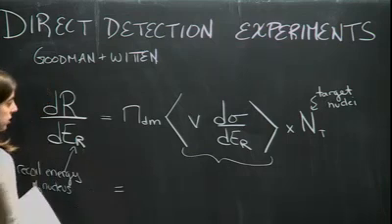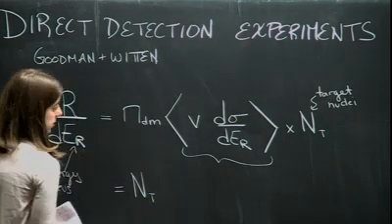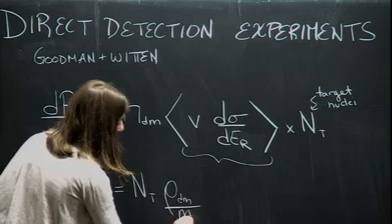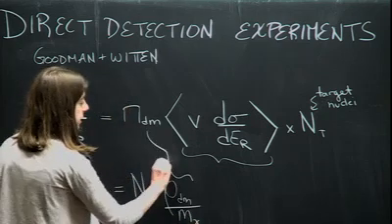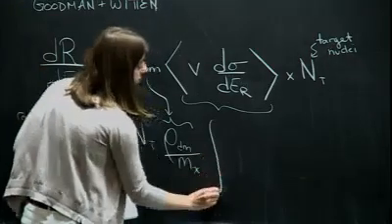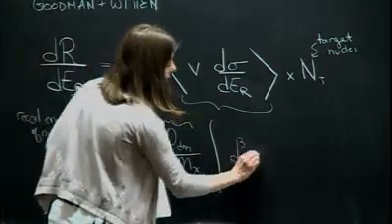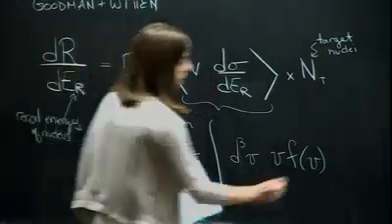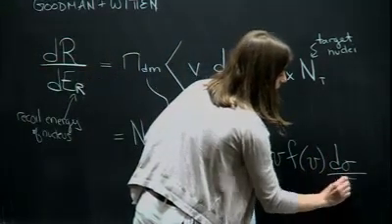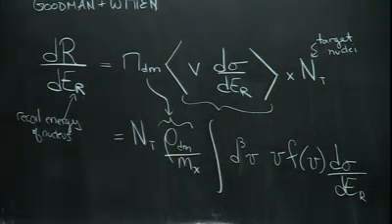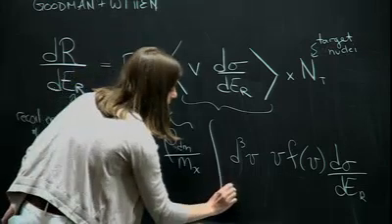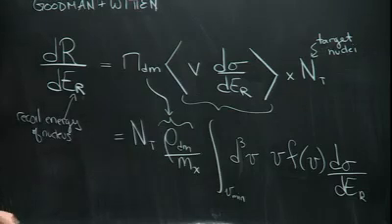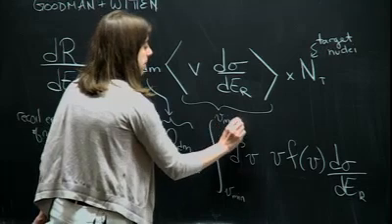So writing this out just more explicitly, this just becomes the number of target nuclei, times my dark matter density over dark matter mass. This is just the number density for the dark matter. And then I have an integral over velocities. So I have to put in my velocity distribution for the dark matter, and then I have my cross-section there. So this integral is going to go from some minimum value that the dark matter needs to cause the nucleus to scatter, and then some maximum value.